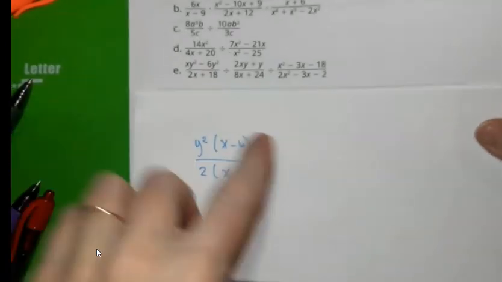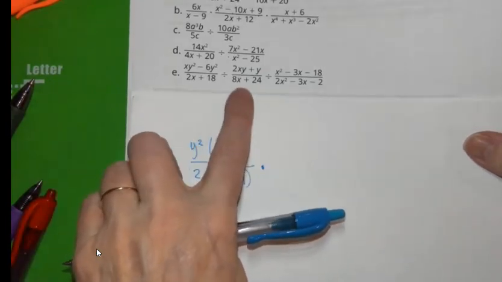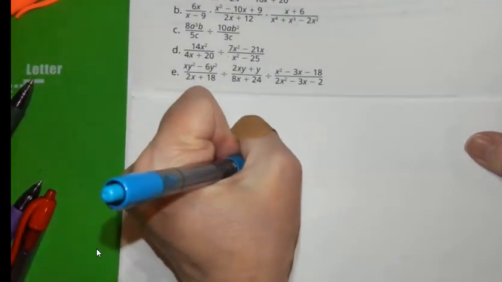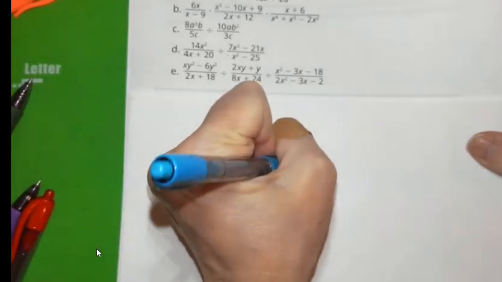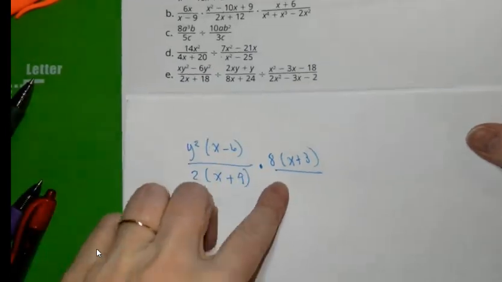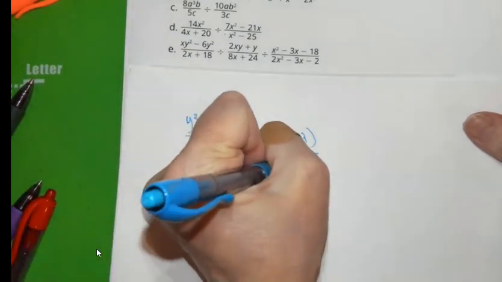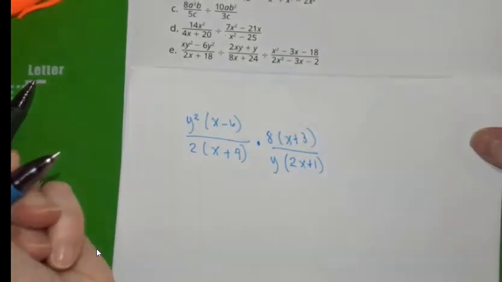For the second fraction, you're going to do the reciprocal. So take your 8x plus 24 and factor out your 8, and you'll get x plus 3. For your numerator, it's now your denominator. You have a common factor y, and so you'll get 2x plus 1.